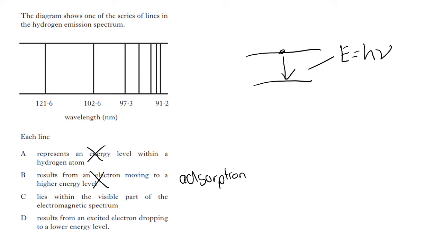Does it lie within the visible part of the electromagnetic spectrum? Well, look at these wavelengths. All these wavelengths are under 380, which on your colour wheel, remember, on page 19 of your data booklet, the colour wheel shows all the wavelengths for coloured light, and the lowest one is 380. These are below, so all of these are UV. Falling to a lower level, that is your correct answer there. If it was an absorption spectrum, it would be moving up, and remember, when you're moving upwards, you're called an excited electron. Emission is when an excited electron falls from a higher to a lower energy level.